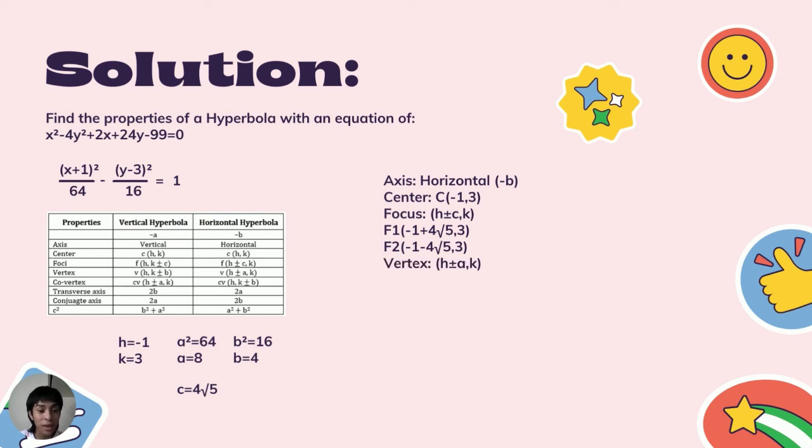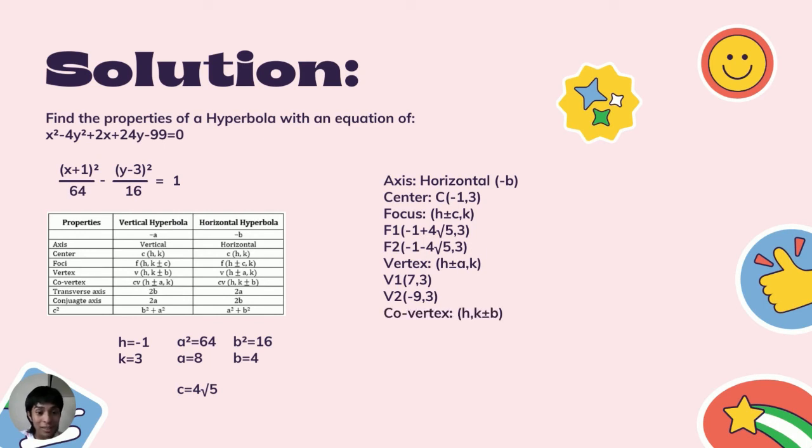For the vertices, we will find them by using the h, a, and k values. For the first vertex, we will use h, negative 1 plus 8, which is the value of a, and k, which is 3. Computing that, we will have 7, 3. For the second vertex, we will subtract a from h. So it will become negative 1 minus 8, 3. It will become negative 9, 3. So these are the two vertices.